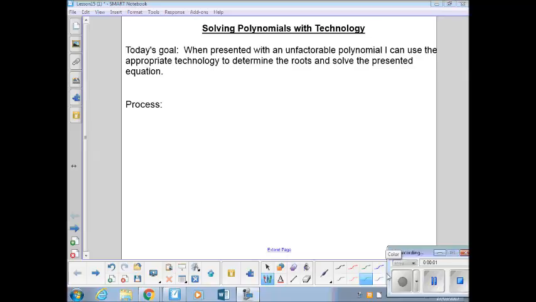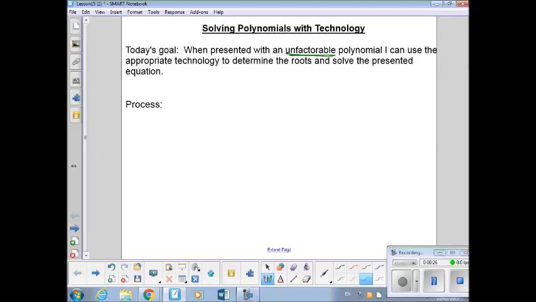Today what we're looking at is solving polynomials with technology. So we have been working with factoring as well as the quadratic formula, but the thing is, in the real world, most polynomials are unfactorable. So what do we do? Are we going to use the quadratic formula each time? We could. However, what we do now is we also have technology at our disposal.